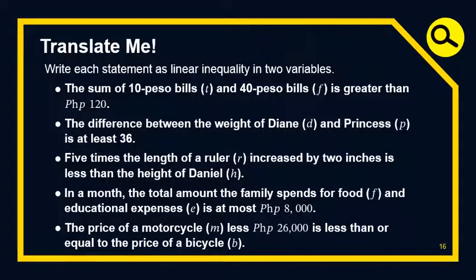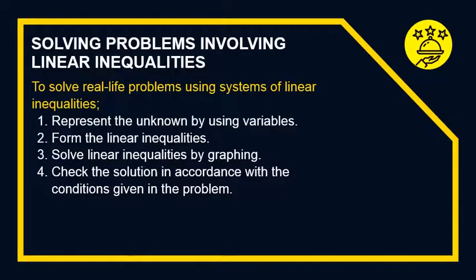Activity 3. Translate me. Write each statement as a linear inequality in two variables. Solving problems involving linear inequalities. To solve a real-life problem using a system of linear inequalities, first, represent the unknown by using variables. Second, form the linear inequalities. Third, solve the linear inequalities by graphing. And fourth, check the solution in accordance with the condition given in the problem.